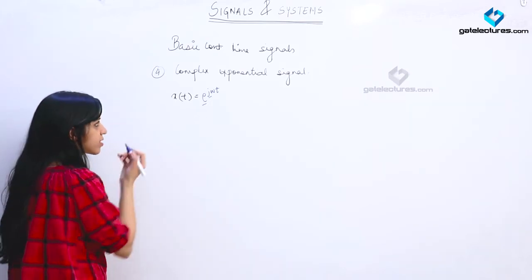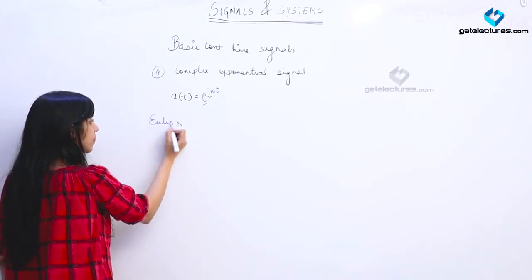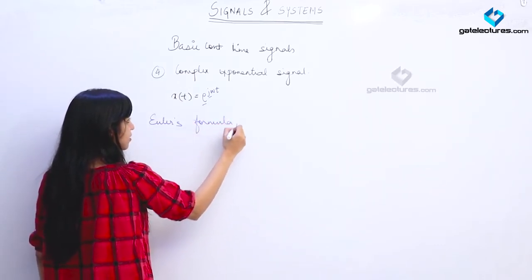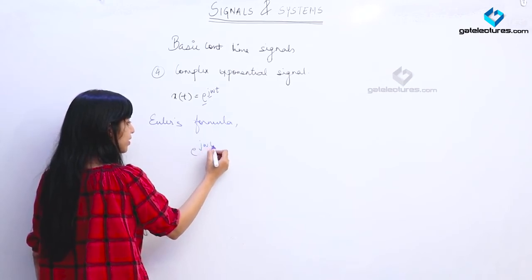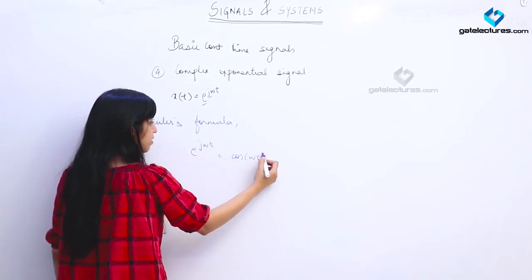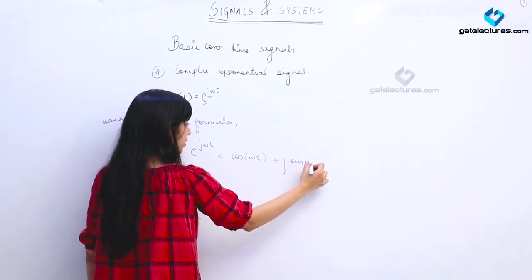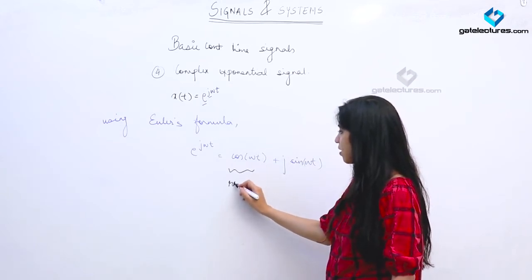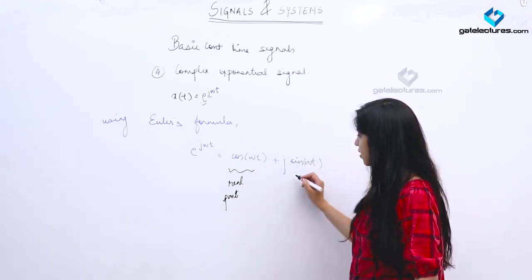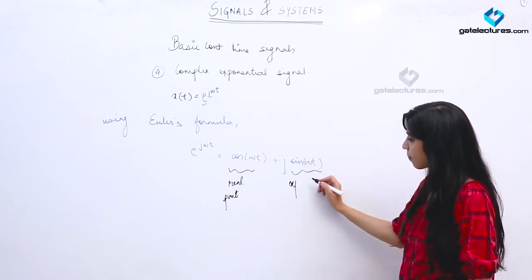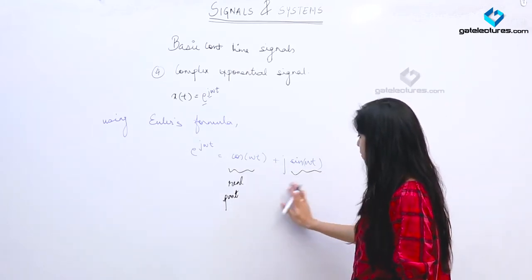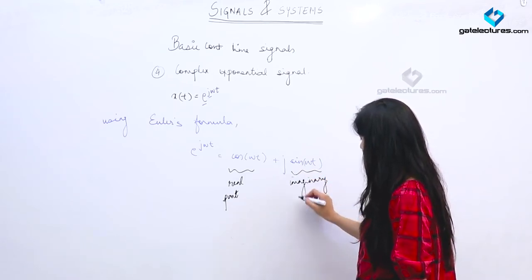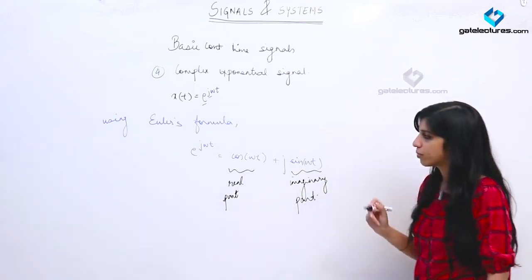And as we've already discussed, using Euler's formula, this e to the power j omega t can be written as cos omega t plus j sin omega t. So cos omega t is going to be the real part of this signal, whereas j sin omega t is going to be its imaginary part.